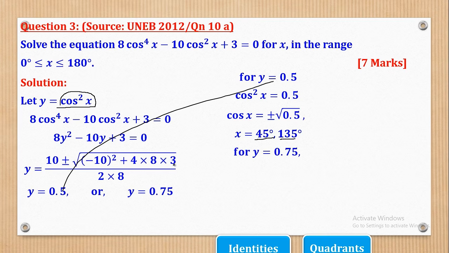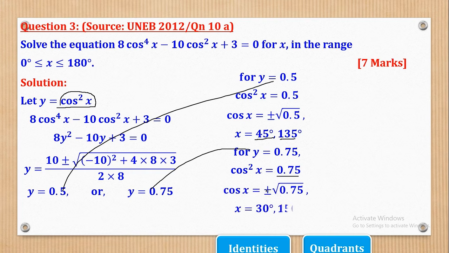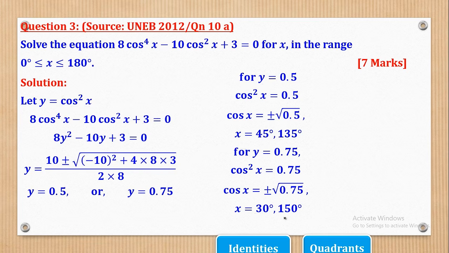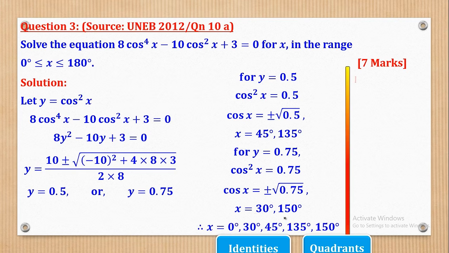Then for y equal to 0.75, it means that cos squared x is equal to 0.75 and cos x is equal to plus or minus the square root of 0.75, meaning that the angles are 30 degrees and 150 degrees. So basically that's what they wanted. Now let's see how much can be awarded.